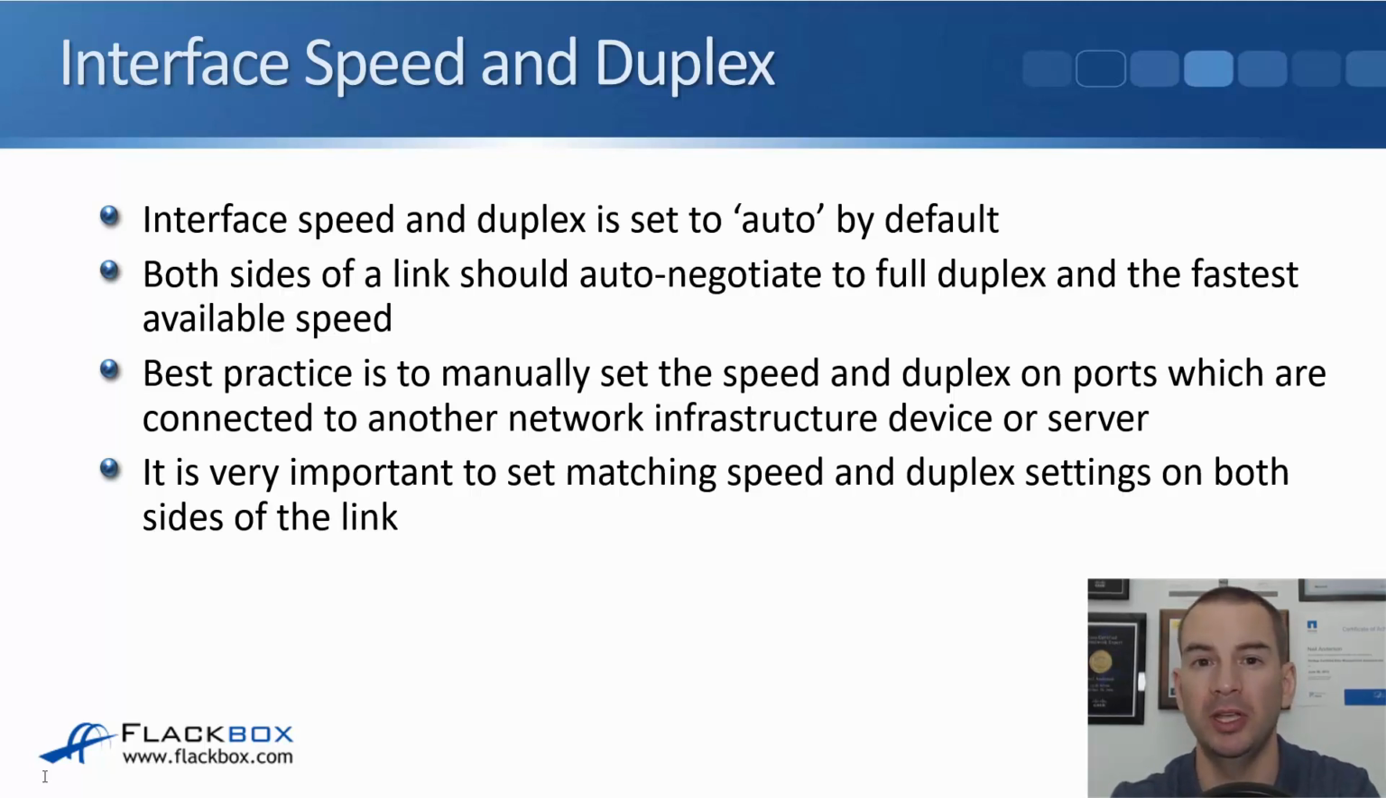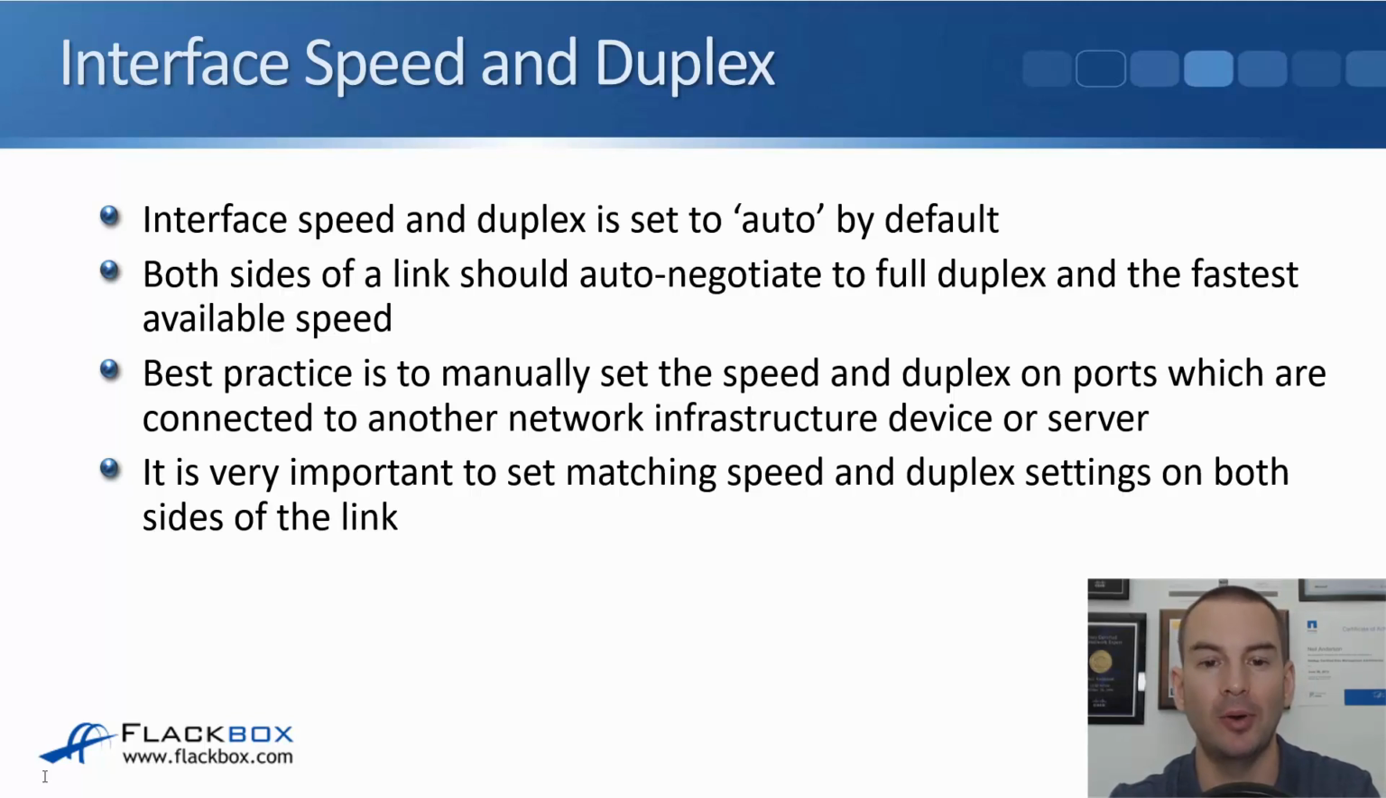In a normal building, you'll maybe have hundreds or even thousands of PCs, so you're not going to manually configure the speed and duplex for all of those. But you'll have a smaller number of network infrastructure devices and servers, and best practice is to manually set the speed and duplex on there.